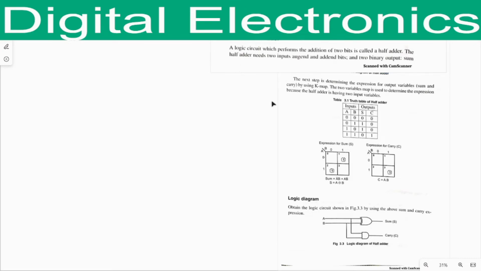Okay. Now what is a half adder? A half adder is nothing but a circuit in which there are two inputs and accordingly we are getting two outputs: one output as sum and another output as carry.